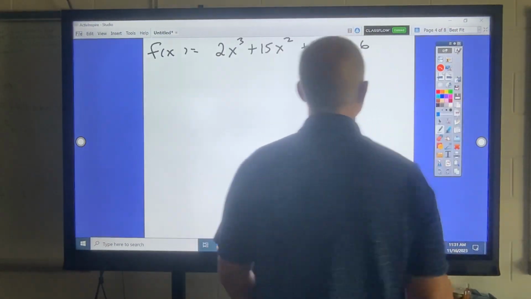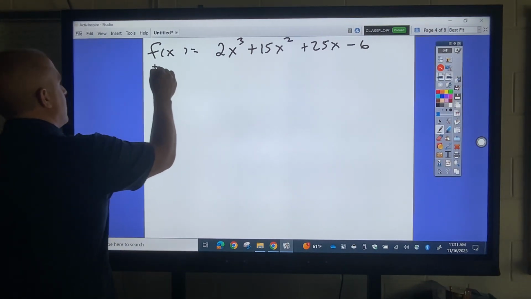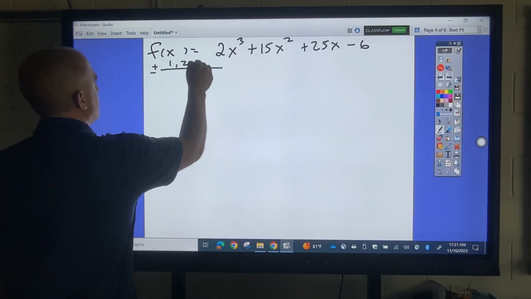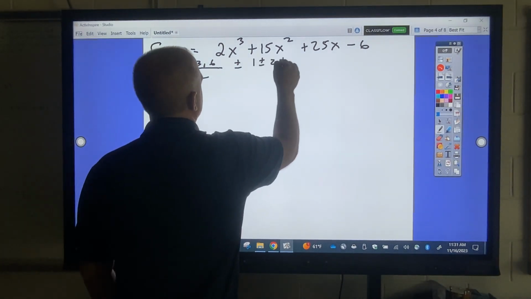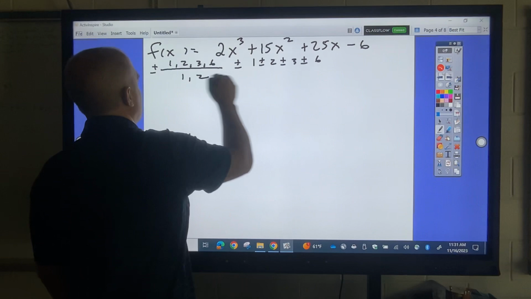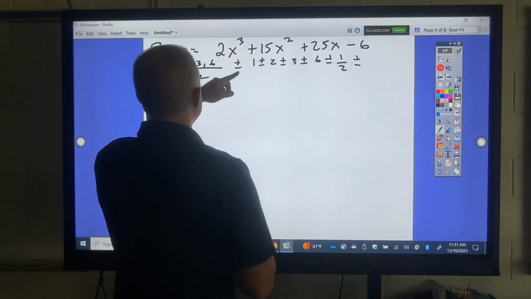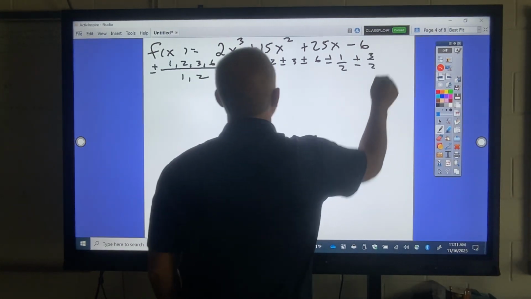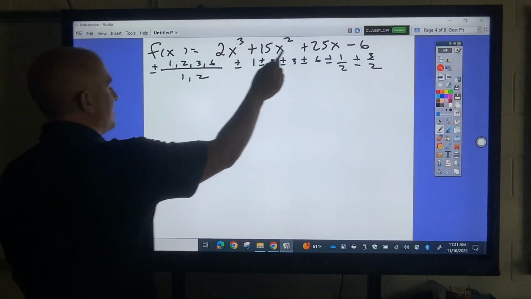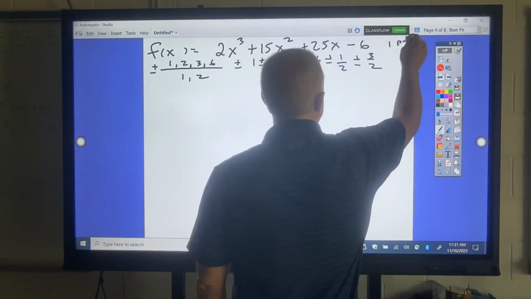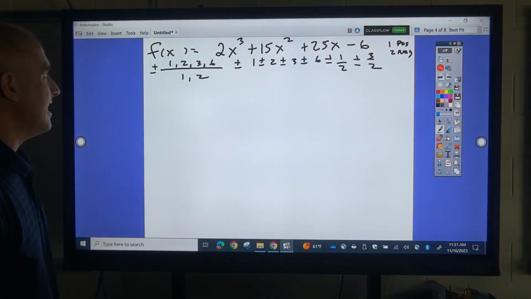Now, same deal, factors and solutions. Plus or minus factors of 6: 1, 2, 3, and 6. Factors of 2: 1 and 2. So 1/2, 2 divided by 2 is 1, 3 divided by 2 is 3/2. I also have one sign change here, so one positive, two negative. So I'm going to guess the negative ones to start.